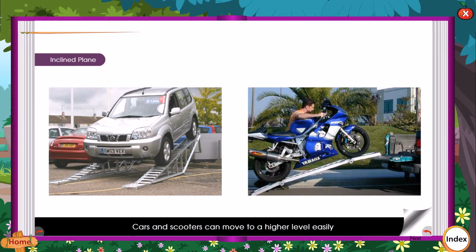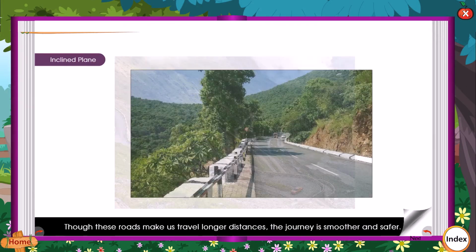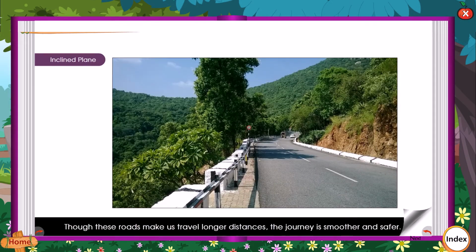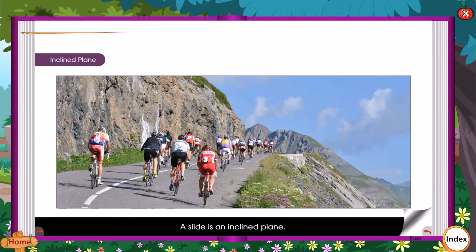Cars and scooters can move to a higher level easily if there is a slope joining the lower and the upper levels. Even a road up a hill is an inclined plane. Though these roads make us travel longer distance, the journey is smoother and safer. Did you enjoy rides down a slide when you were younger? A slide is an inclined plane.